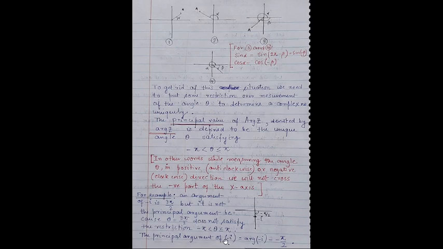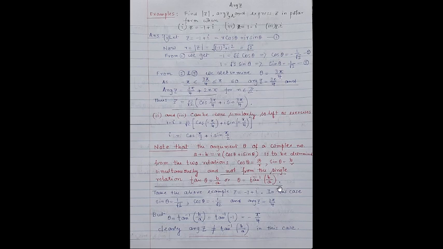R is 1 in this case, and cos minus pi by 2 plus i sine minus pi by 2. That's the polar representation of minus i. Okay, so let's do some more examples for minus 1 plus i, minus 1, 1 minus i, and i.